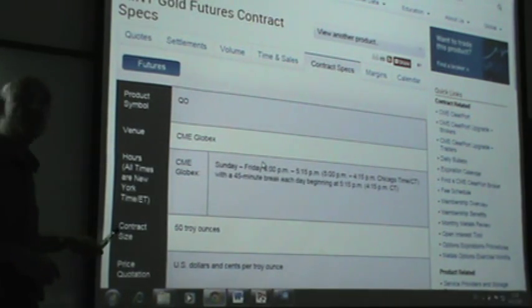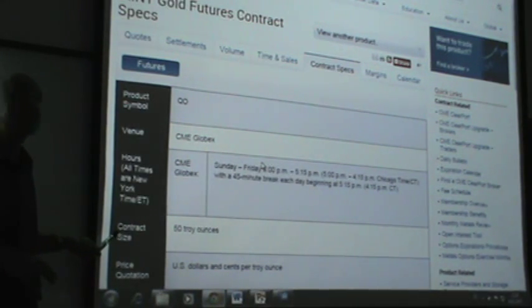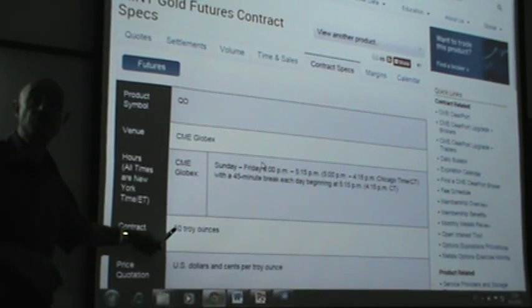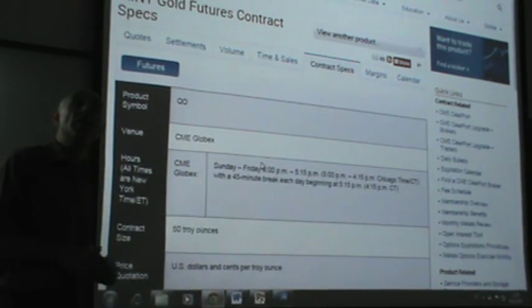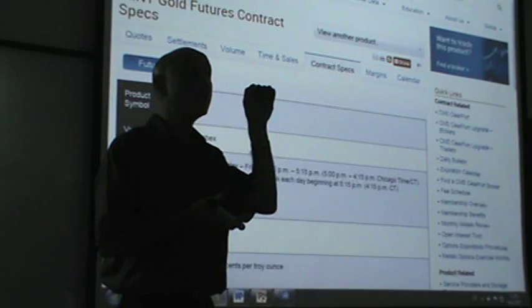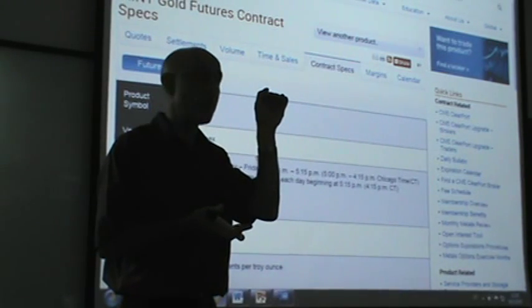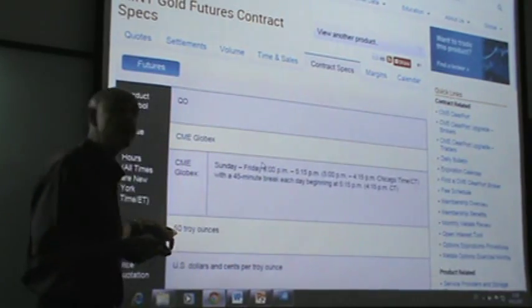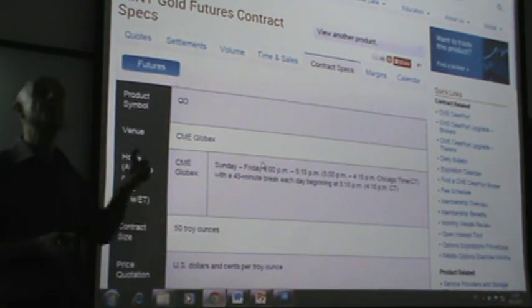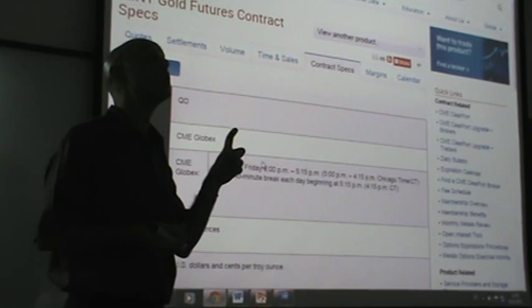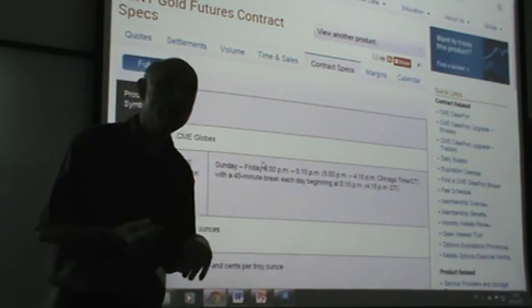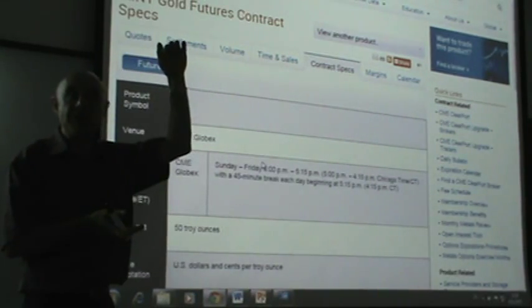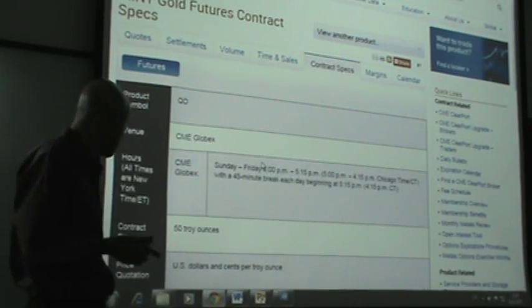Next one is the contract size. Remember, we were discussing size. Well, it's 50 troy ounces. So I was telling you the full contract is 100 troy ounces. Then you've got this, which is 50 troy ounces. And the mini one I was telling you about was 33 troy ounces. So this is like half of the main contract.